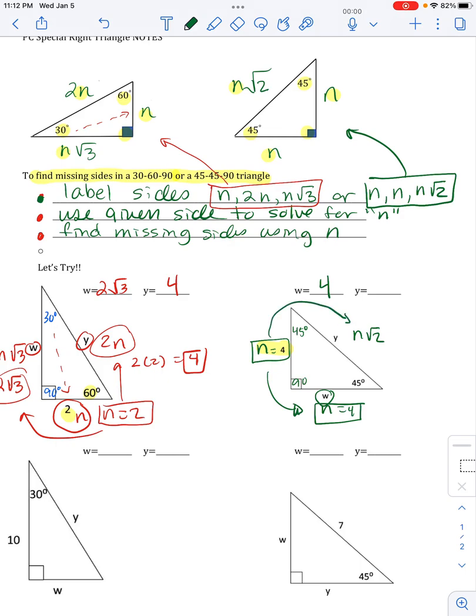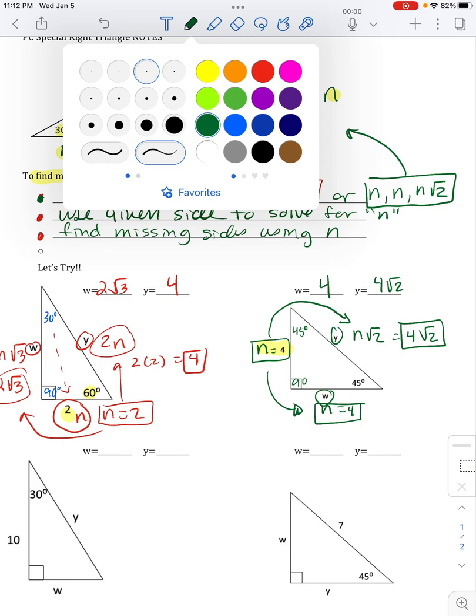Then I go to my other unknown side, and it says to take whatever you got for n, which was a 4, and multiply it by root 2. But innies and outies don't mix, so since the 4 is on the outside of the radical and the 2 is on the inside, that's all I can do. So side y would have a length of 4 root 2, because that's the relationship. All of them have that same ratio as you can see up above. So we just keep using it.